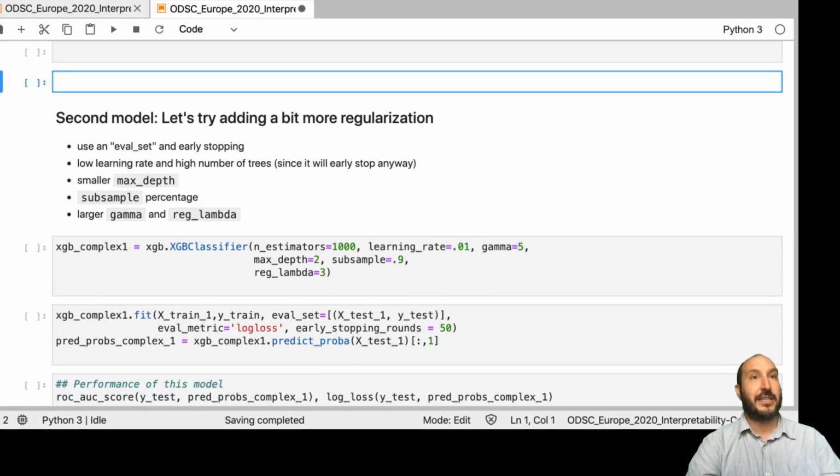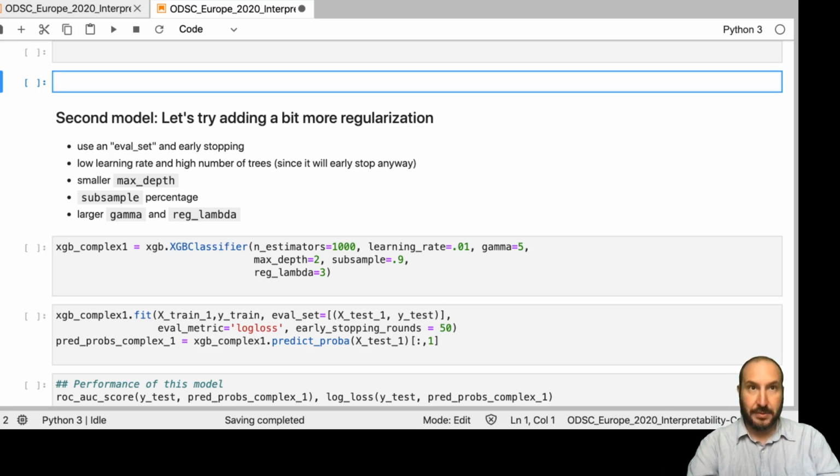One is we're going to use an evaluation set and early stopping. This is an approach that I strongly recommend when you're doing a boosting model. One of the parameters you have to tune is how many trees to build and when to stop. A good way to tune that is to look at the performance on an independent test set and say, as the performance is getting better, I'll keep going. But once my performance starts getting worse on this independent test set, I'm going to stop.